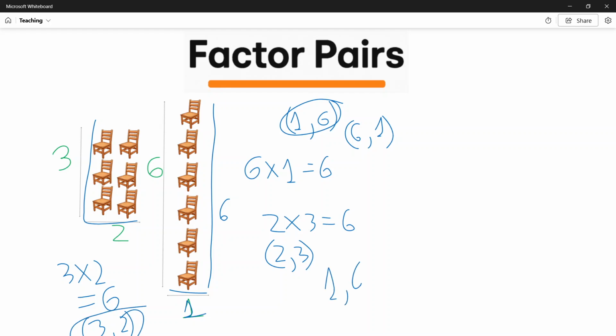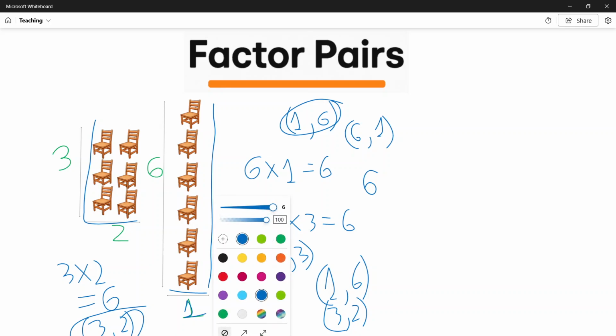So these are the factor pairs of our number of chairs, how we can arrange them. So the number 6 has only two factor pairs: 1, 6 and 3, 2.